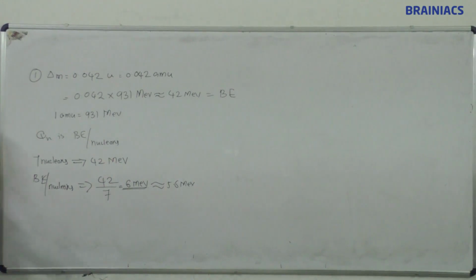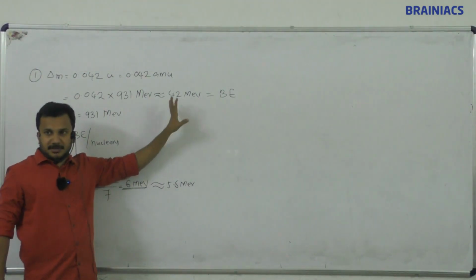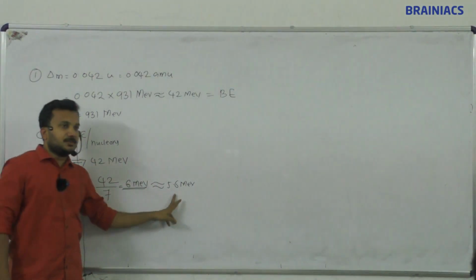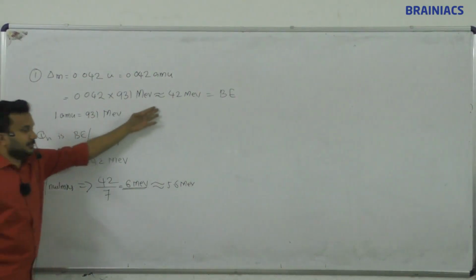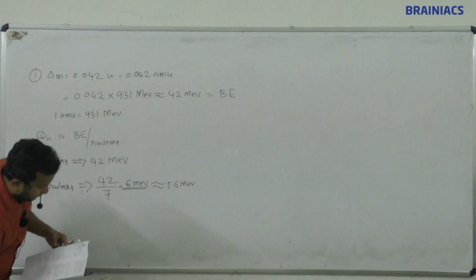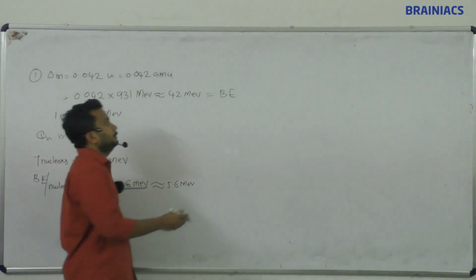Why did we get 5.6? I told you here we are approximating. It was 41 point something and we took 42, so we got 6 mega electron volt, which is more or less equal to 5.6 mega electron volt. Since it is approximated, here also we have to approximate. 42 total, so per nucleon it will be 5.6 mega electron volt.